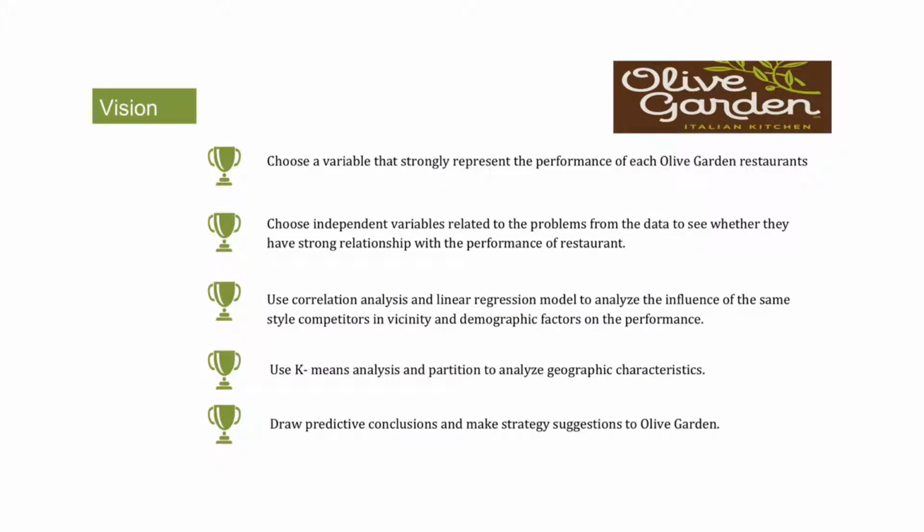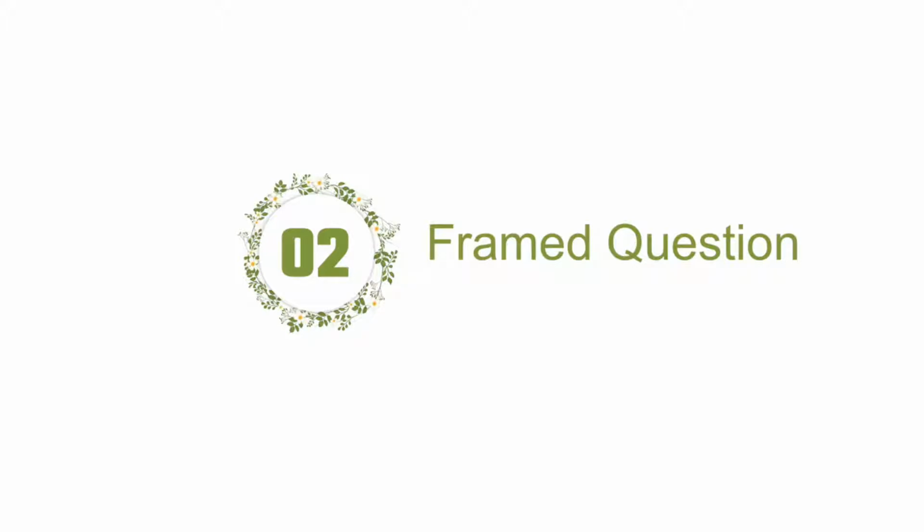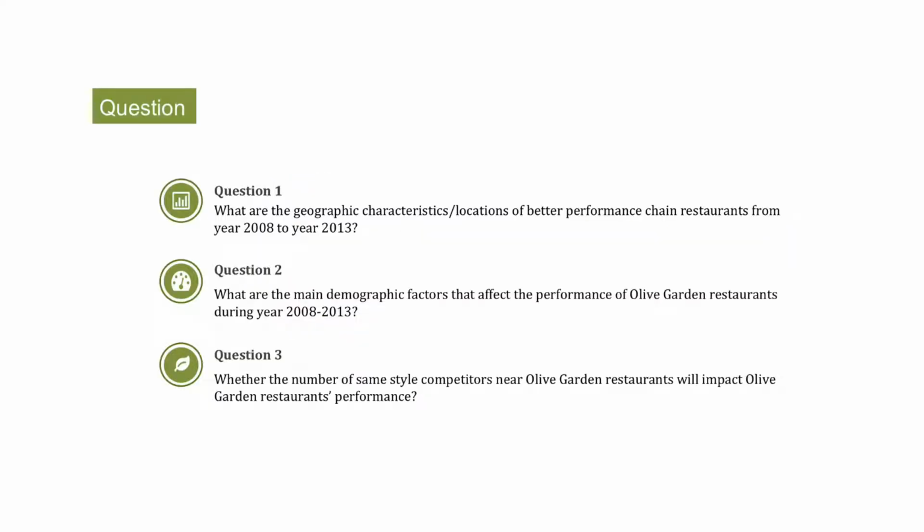And the vision here is we'll choose a variable that strongly represents the performance of each Olive Garden restaurant, such as income score, and make it the dependent variable. Then we'll choose independent variables related to the partners from the data to see whether they have a strong relationship with the performance of the restaurant. With the linear regression model, we'll be able to draw predictive conclusions and make strategy suggestions to Olive Garden restaurant. About our framed questions, we have 3 framed questions.